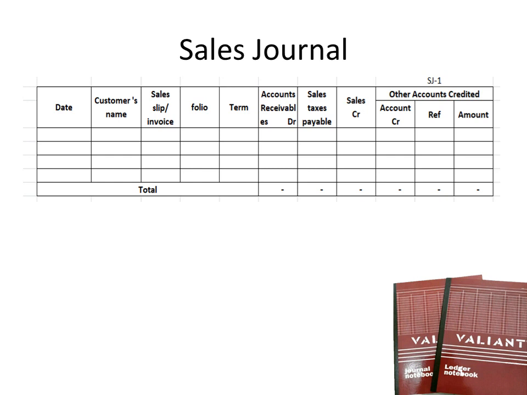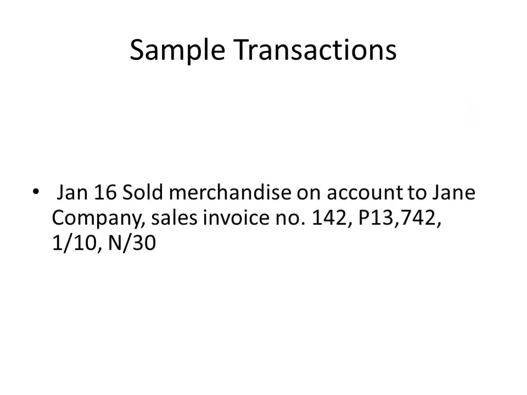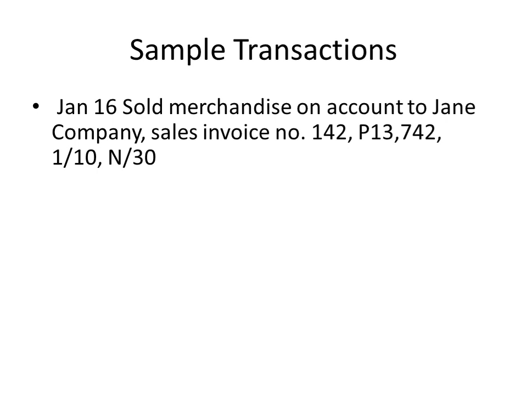Then other accounts credited, these are the accounts other than sales, if you sold other items other than your merchandise, okay? So let's now go to our sample transactions that we are supposed to record in our sales journal.